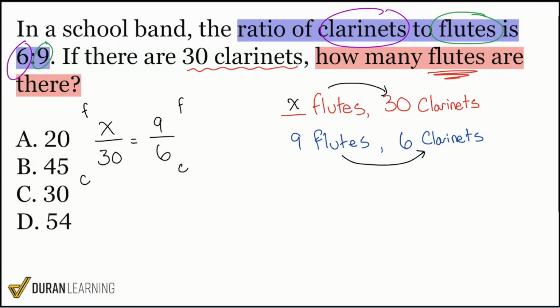All right, so from here, all we have to do is solve now. We have two options. We can cross multiply and divide, or we could try to find another way. So let's check out the cross multiplication and division way before we get going. So we have 6 times x, so that'll be 6x. And then we have 30 multiplied by 9. What's that going to be, everybody?